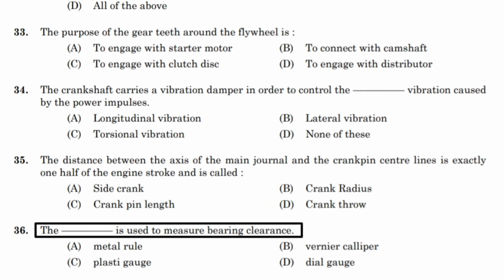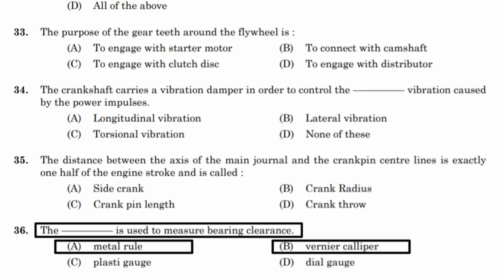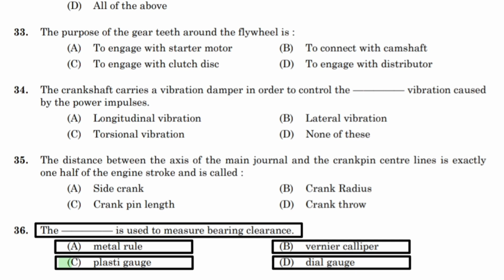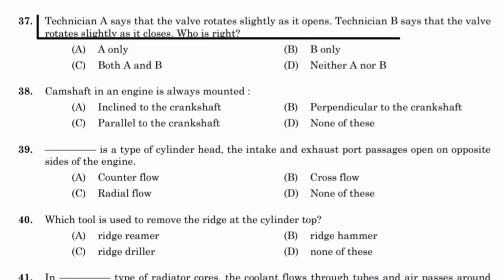36. The dash is used to measure bearing clearance. A. Metal rule, B. Vernier caliper, C. Plastigauge, D. Dial gauge. Answer C. Plastigauge.